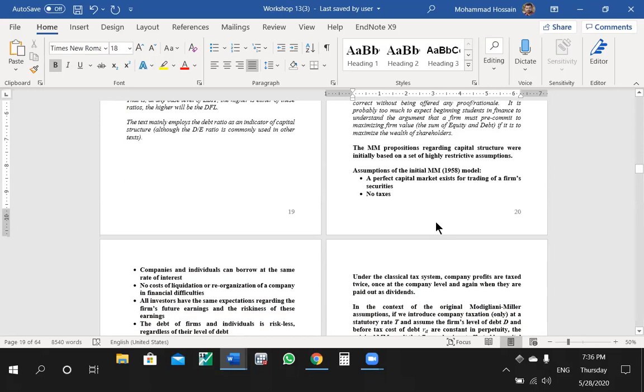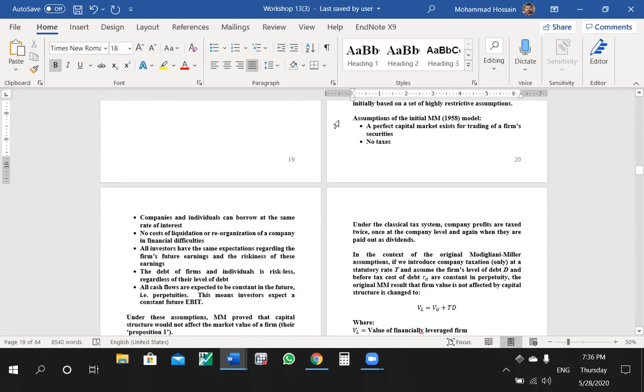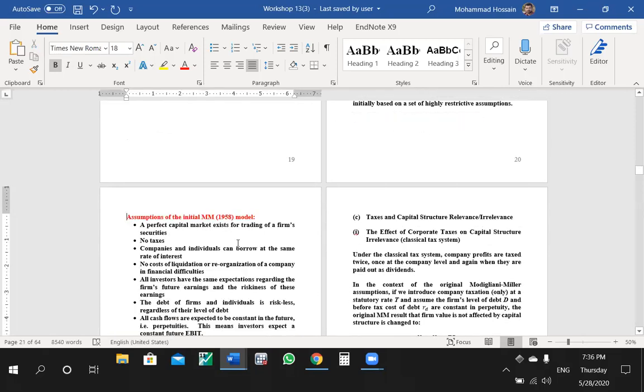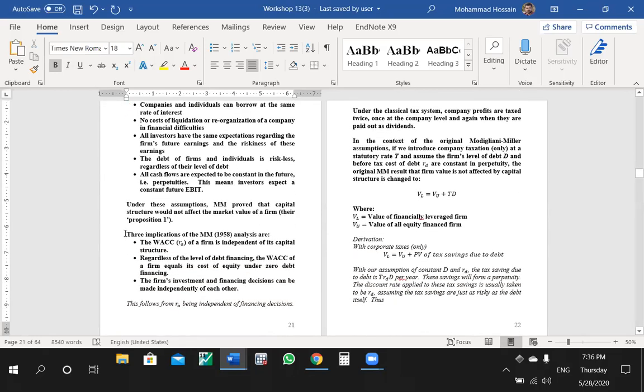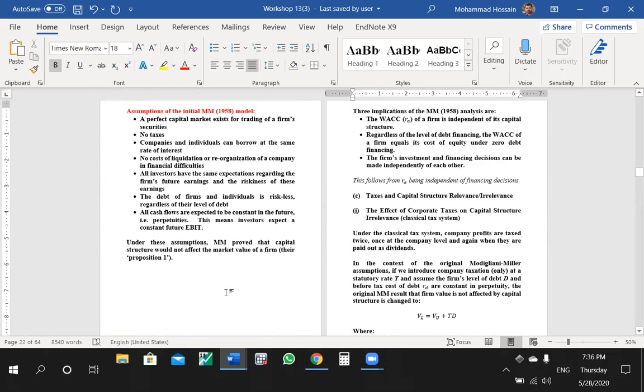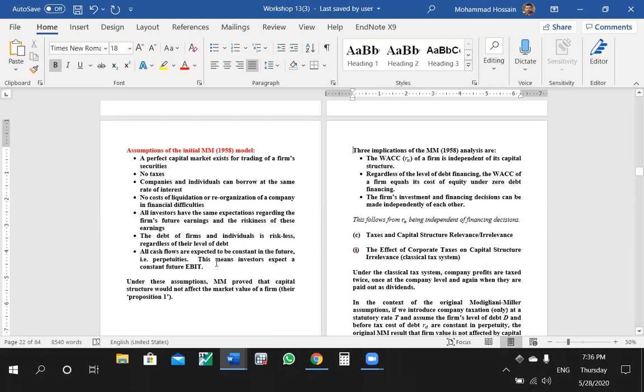So, Mr. Miller and Modigliani, what they said, the proposition, okay, this says they have some assumptions. They have some assumptions in here. The assumptions of the initial model, which was in 1958. Those were the assumptions, and here are three implications. Okay, so the assumptions, we already discussed these assumptions last week as well.